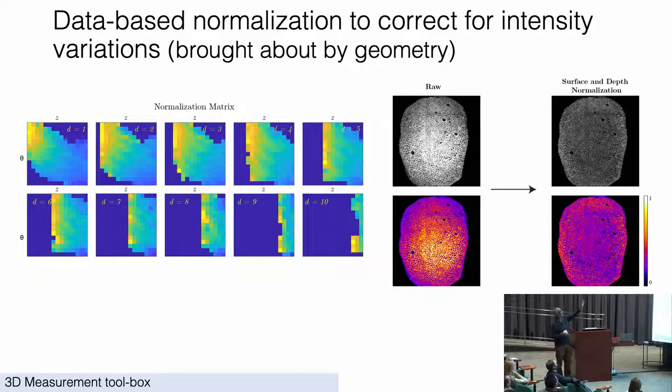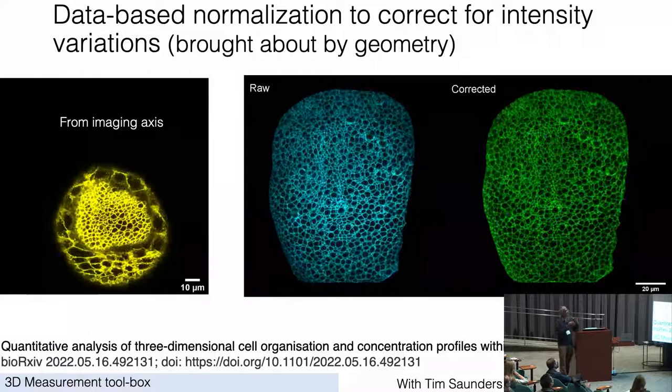by taking something that should be uniformly expressed and creating a normalization matrix for this system after you in fact make this transformation. And using that, she was able to create corrected images and data. Now, what's happened here?